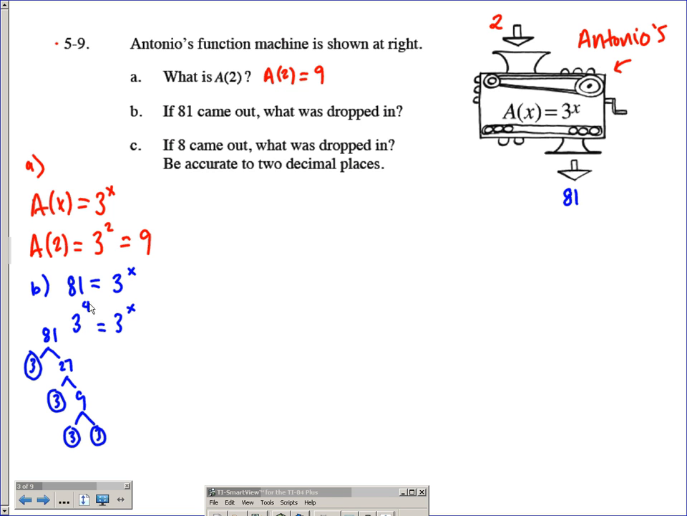So what does x have to be in order for our 3 to the x to equal 81? Well, obviously it's going to have to be a 4. So we get for letter B that x, our input, has to be 4.